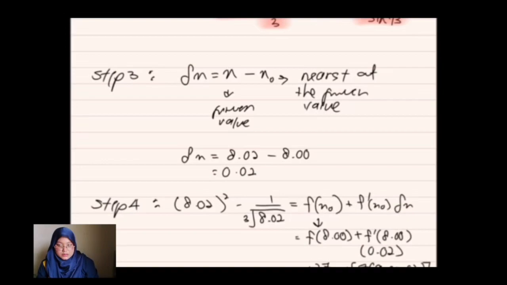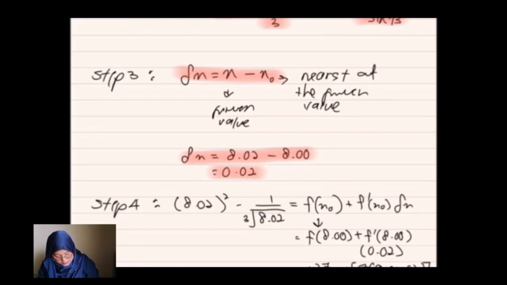For step 3, we need to use the equation delta x equals x minus x naught. The x is the given value from the equation, and x naught is the nearest value to the given one. For example, from this equation we have 8.02, so the nearest is 8.00. For another example, maybe 11.02, and the nearest is 11, or 12.96, so the nearest is 12. So for this equation, we insert the values 8.02 minus 8.00, and we get 0.02.